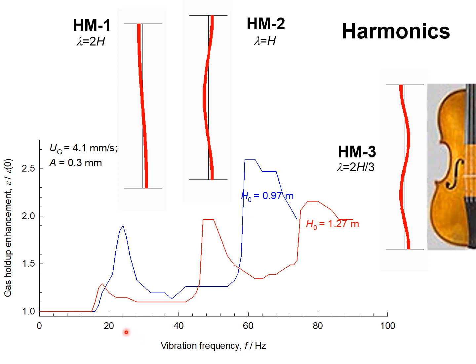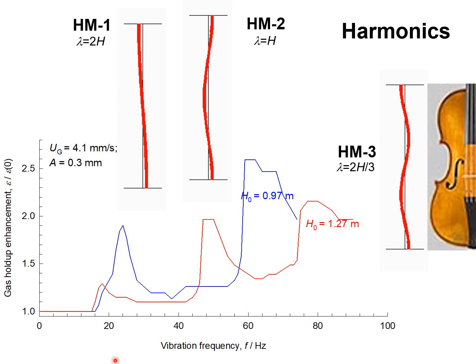So the enhancement in the gas holdup is highest corresponding to certain vibration frequencies for a given height of liquid. For a liquid height of 97 centimeters, there are two maxima shown here and here at 24 hertz and approximately 60 hertz. For a column in which the water height is 1.27 meters, there are three maxima corresponding to vibration frequencies of 20 hertz, 50 hertz, and 80 hertz.